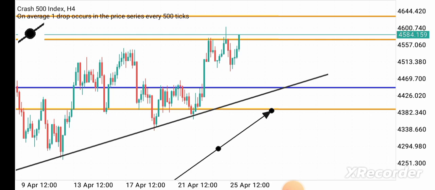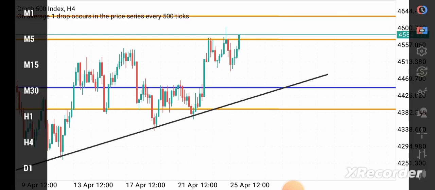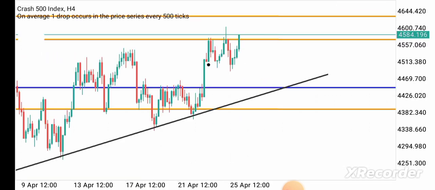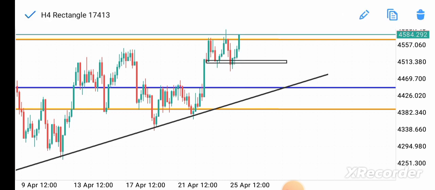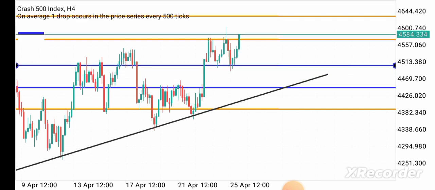So let's get, I can use a rectangle to try to mark this. It still works. Or I can use a horizontal line. Let me just use a horizontal line to mark that.